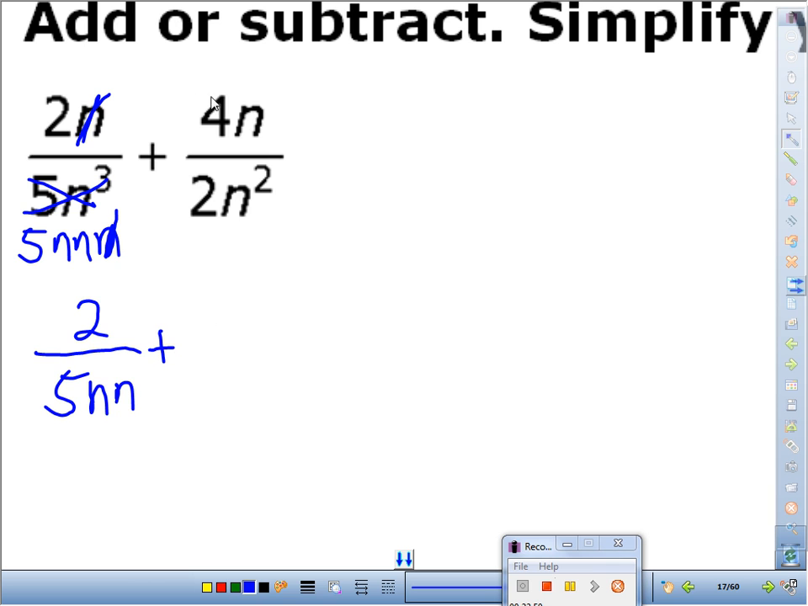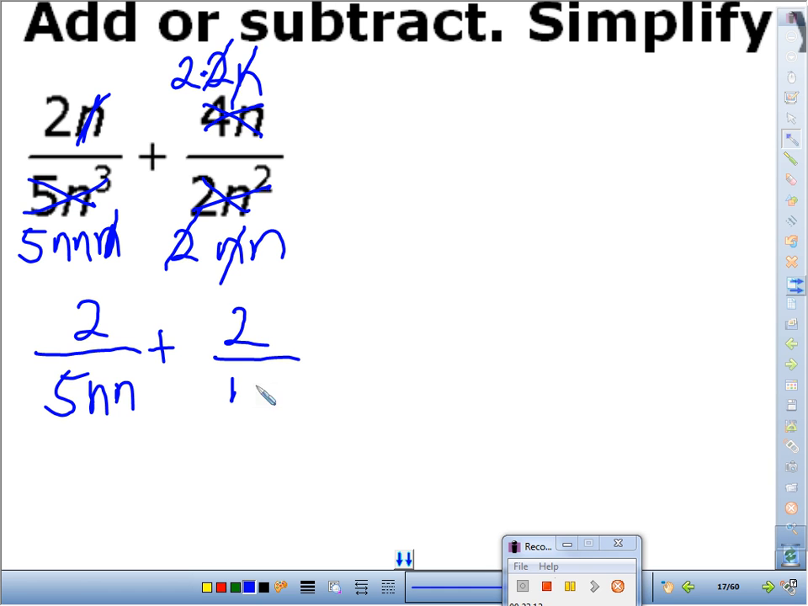Plus. I'm looking at this fraction. I can't simplify anymore, so look at this fraction. Can I factor this one? Yes. 2 times 2 times n. So no longer use this one. How about this one? 2 times n times n. Do you see any giant ones? Yes, a 2 and an n. So I'm left with 2 over n. Are we there so far?